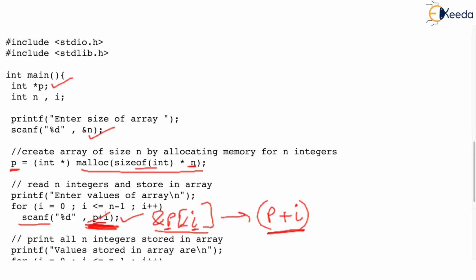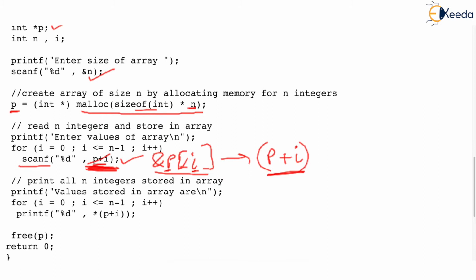And how do you print the array? You use a for loop which again goes from 0 to n minus 1, and look, every time you are printing *(p plus i). Now instead of this, you could have written simply p[i]. Notice p[i] is nothing but *(p plus i), but we are not asking for the address now, we are asking for the value. So this whole thing is operated with the asterisk operator, which will give us the value.